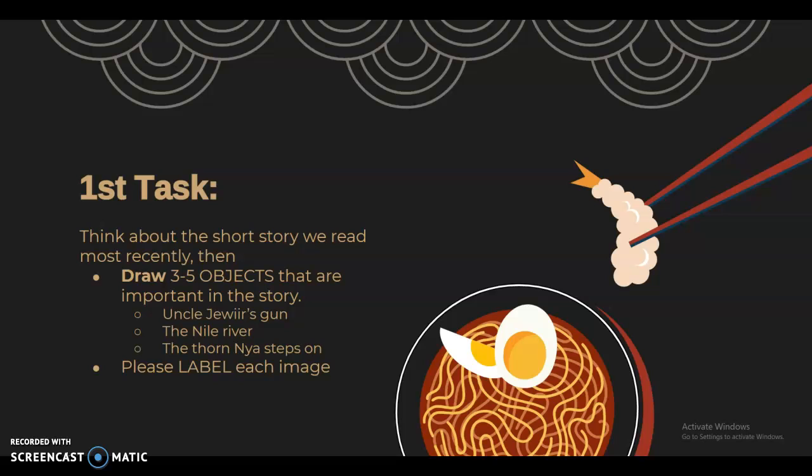Okay, so if I was going to draw things, I would draw Uncle Jabir's gun, I would draw the Nile River, and I would draw the thorn that Nya steps on, because I think those are all important objects in the story. But you could also draw the smoke, the desert itself, lions, okay? So make sure to label each image as well. And you can do this on the computer, or you can do this on a piece of paper. But this is your first task.